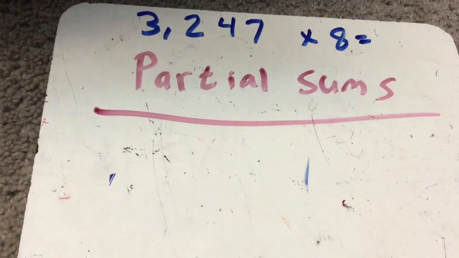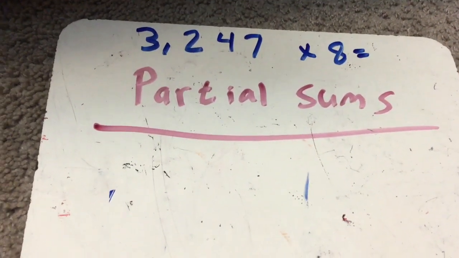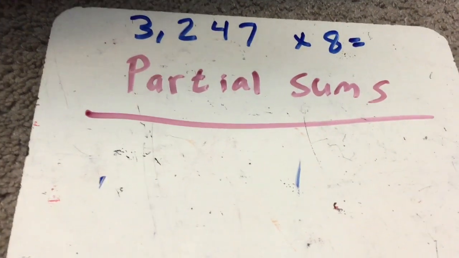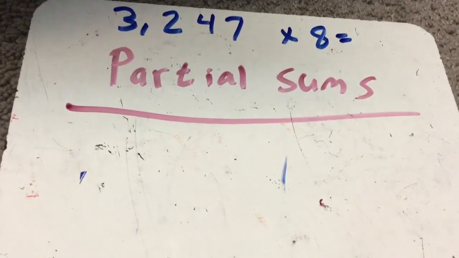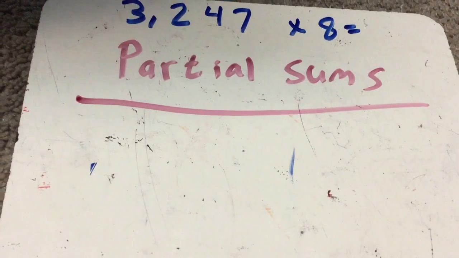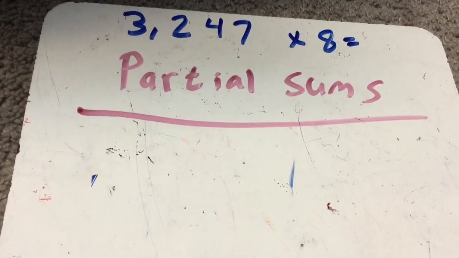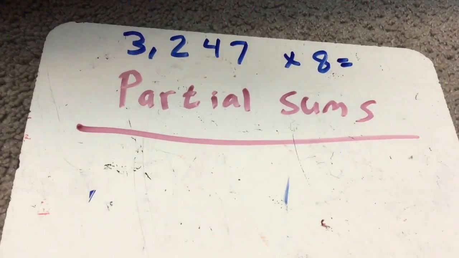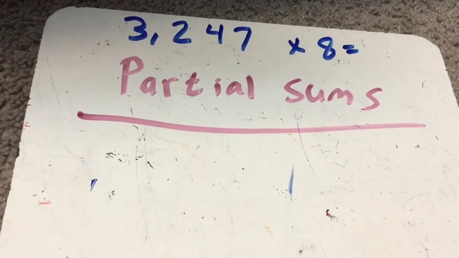Okay, there's our same problem. I wrote it a little different, and I wrote the heading partial sums. Okay, so you know how to do lattice, you know how to do old school. Some of you probably know how to do partial sums. The answer would all be the same, 3,247 times 8. No matter what strategy you use, you're going to get the same answer.